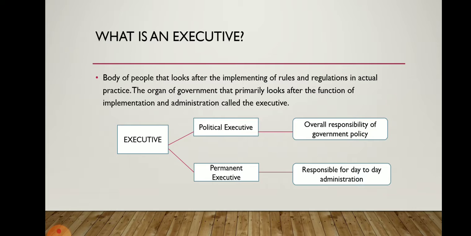So executive is one of the organs of the government. Government's role is to maintain law and order. So how does government implement the laws or the rules made by the legislature? As you know, the laws are prepared by the legislature of the country, that is parliament. Now we are going to understand the role of the executives. It is the organ of the government that looks after the function of implementation and administration in the country.